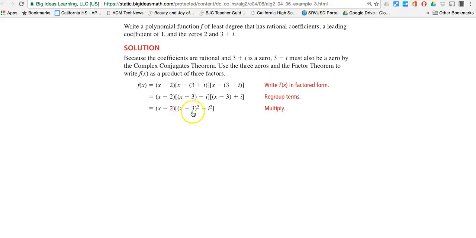And when we go ahead and FOIL this out, we get x squared minus 6x plus 9. And remember, i squared is just negative 1. We worked on that a lot earlier this chapter. Remember, i squared is just i times i, which is square root of negative 1 times square root of negative 1, gives us negative 1. Now, when we go ahead and combine like terms, we get x squared minus 6x plus 10.